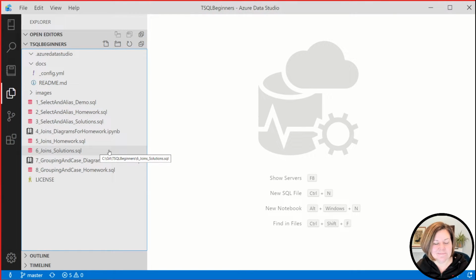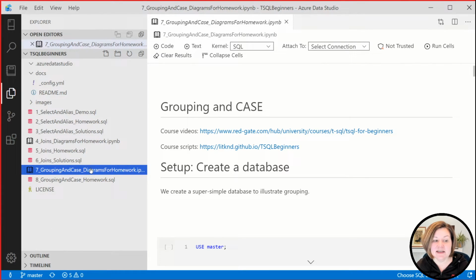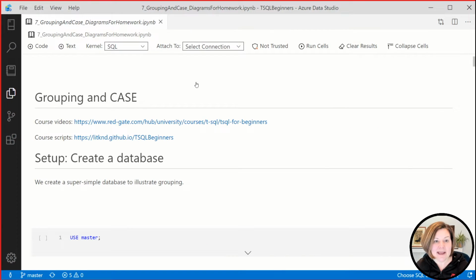I'll go back and fix that other thing later. All right, so for next week, we've got grouping and case diagrams. And I'm doing this in a notebook. Again, this week, this is just the discussion and demo. The homework is in a .SQL file, as always.